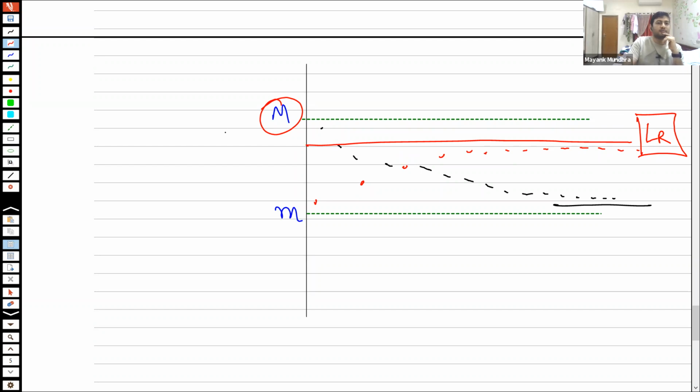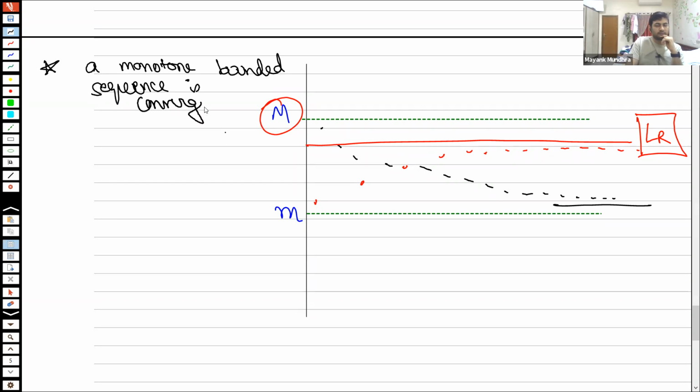So this is a very important theorem which says that a monotone bounded sequence is convergent. So if it is monotone and it is bounded, it has to converge. There is no other way to do this. You cannot have a sequence which is monotonous and bounded, but does not converge.